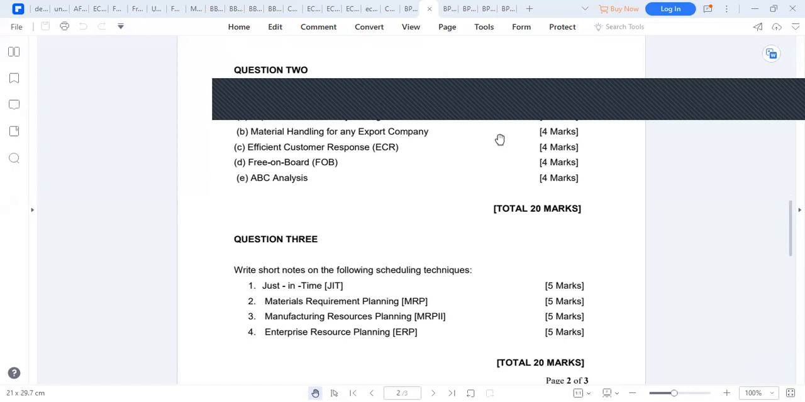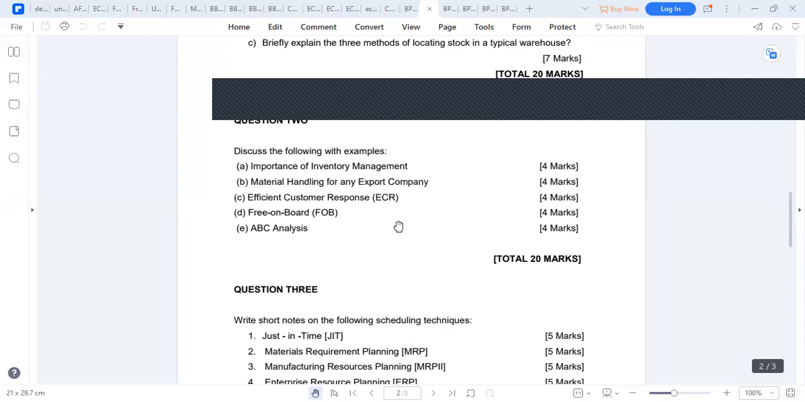Sorry, just a question on Incoterms before you proceed. Yes. So if we were asked to say how Incoterms can be incorporated in a contract, what are they looking for?